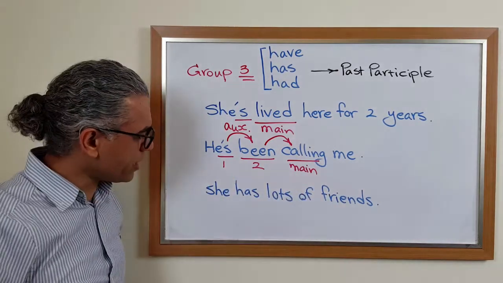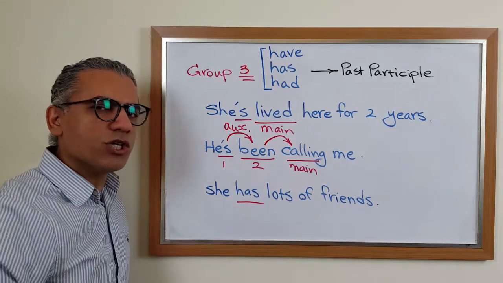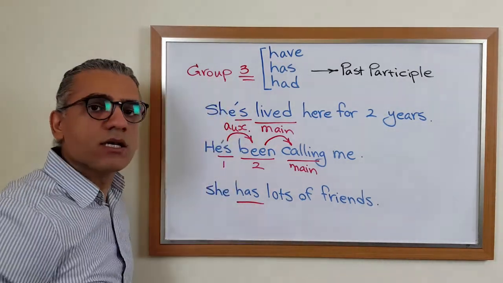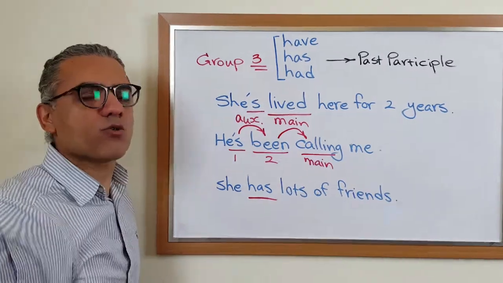Now look at this example here. She has lots of friends. What is the main verb? Yes. Again, you need to know when have or has or had is your main verb, because this is the only verb we have in the sentence. So this is not an auxiliary verb.